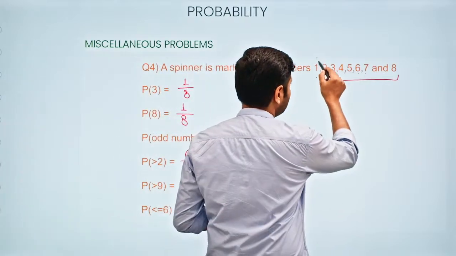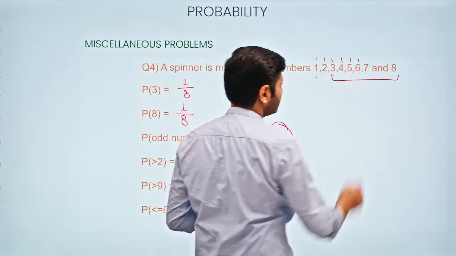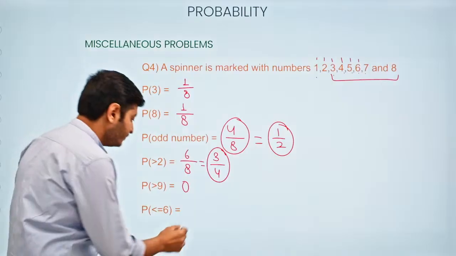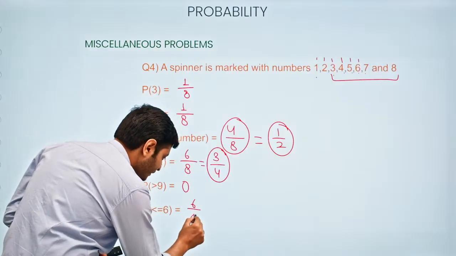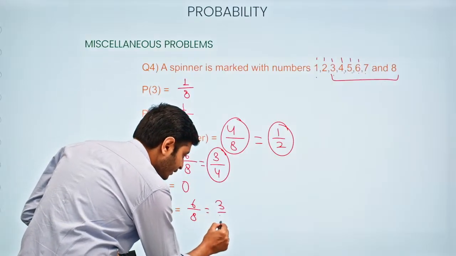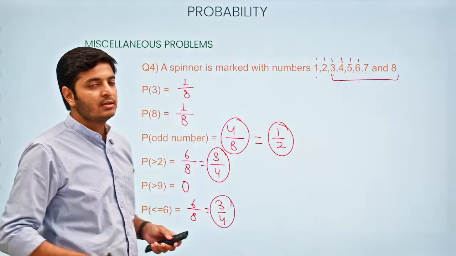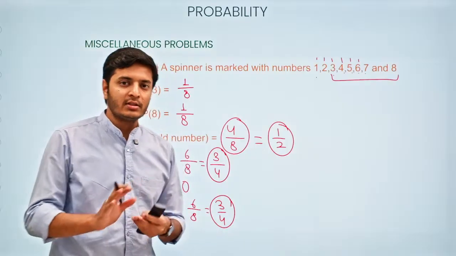How many such numbers? 1, 2, 3, 4, 5, 6. Because we need to include 6, greater than or equal to 6, no? So this is 6 by 8, which is 3 by 4. So this is how you can find it easily. This chapter is one where you can score very easily.